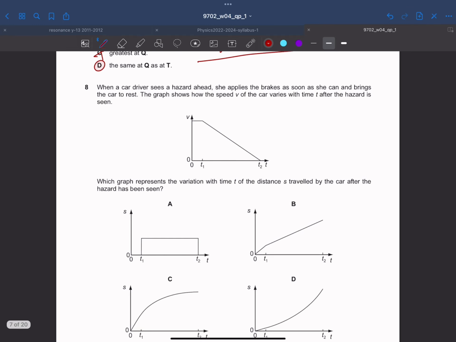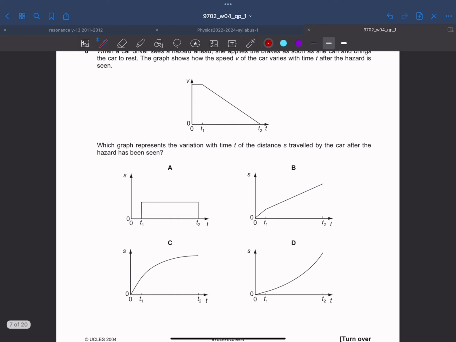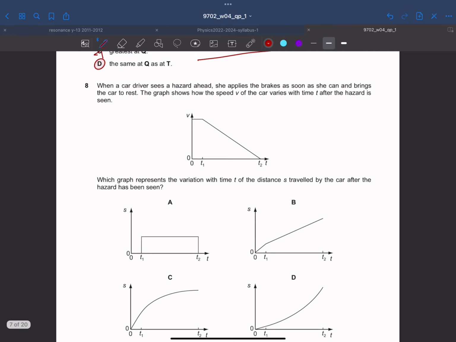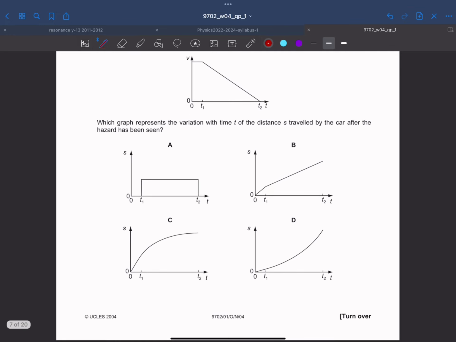Then in question number 8, we have a situation when a car driver sees a hazard ahead. She applies the brakes as soon as she can and brings the car to rest. The graph shows how the speed v of the car varies with the time t after the hazard is seen. Which graph represents the variation with time t of the distance traveled by the car after the hazard has been seen? So this is the basic situation here.